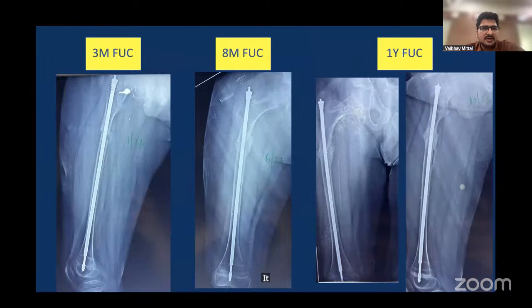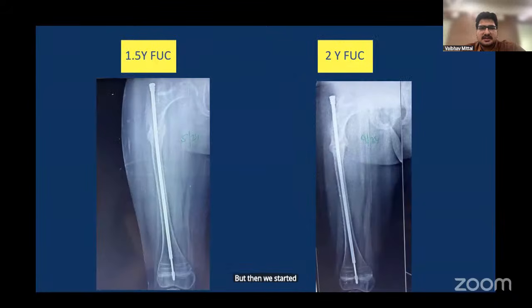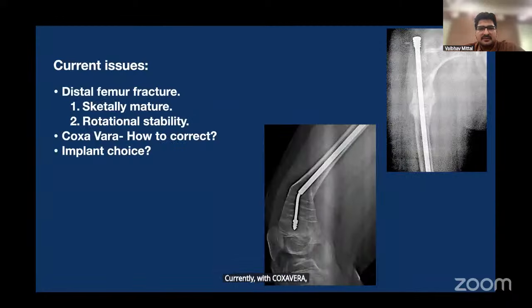It appeared to be all right, but he was followed up, and these are the follow-up X-rays, and the fracture united well. But then we started noticing the coxa vara. This neck shaft angle is significantly reduced, and this fracture united well. And currently, with coxa vara, we have this distal third fracture with implant bending.